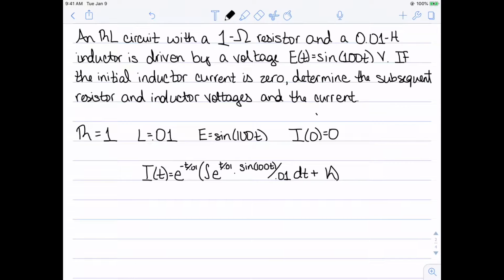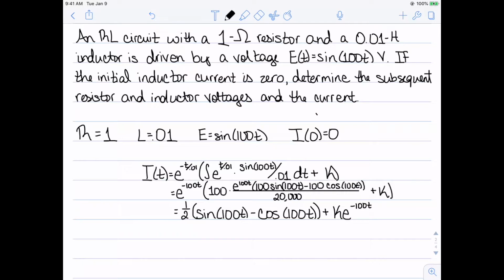This is a really hard integral to compute, so we might want to use a computer or integral tables. When we do that, we get e to the negative 100t times 100 times e to the 100t times 100 sine 100t minus 100 cosine 100t all over 20,000 plus k. I missed a parentheses in there. That's okay. We can then simplify this. When we do, we get 1/2 times sine 100t minus cosine 100t, all plus k e to the negative 100t.